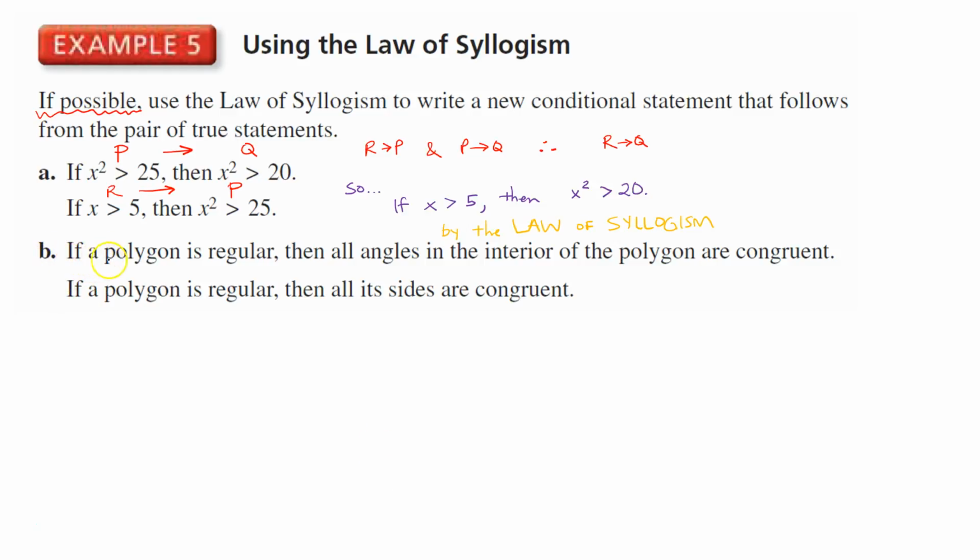B. If a polygon is regular, then all angles in the interior of the polygon are congruent. So I'm going to call this P. If a polygon is regular, then all angles in the interior are congruent. I'll call that Q. So we've got P implies Q. And then down here, if a polygon is regular, well, there's P again, then all its sides are congruent. So I'll call that R. So down here we've got P implies R.